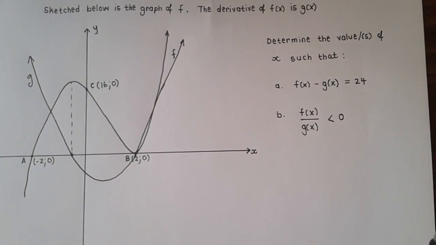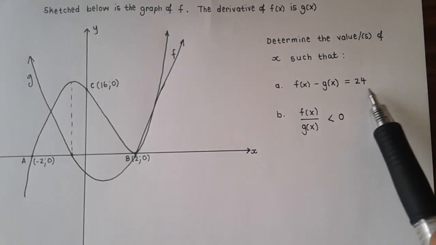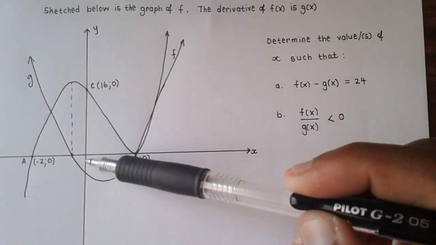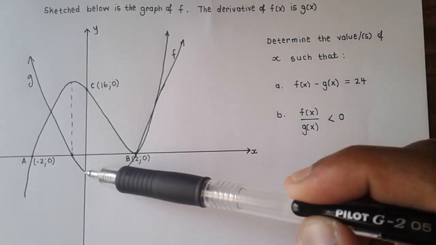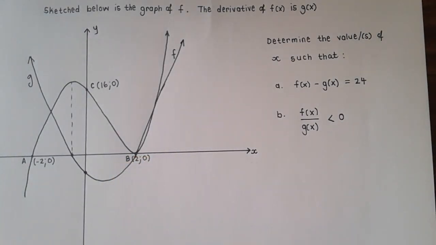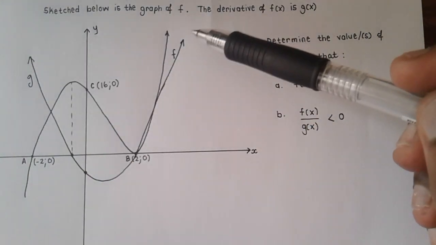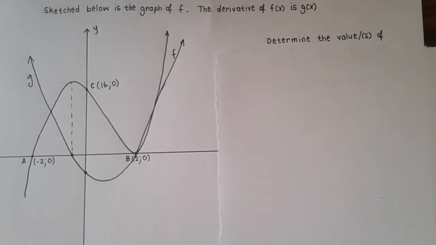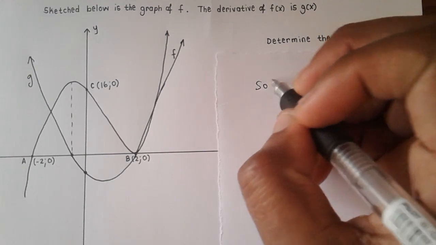So maybe that distance can come from here. Let's try to figure out the y-intercept of the function g. There's no easy way to figure out this y-intercept for g. We have to find the equation of f, and then differentiate it to get the equation of g. So let's do that. Solution.